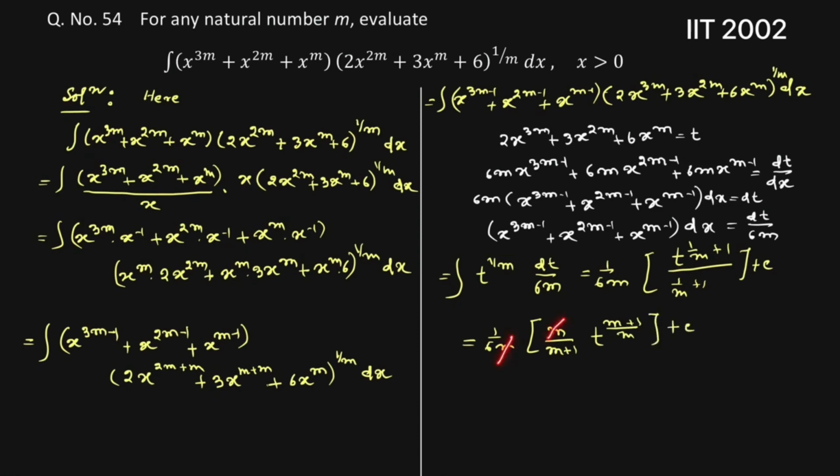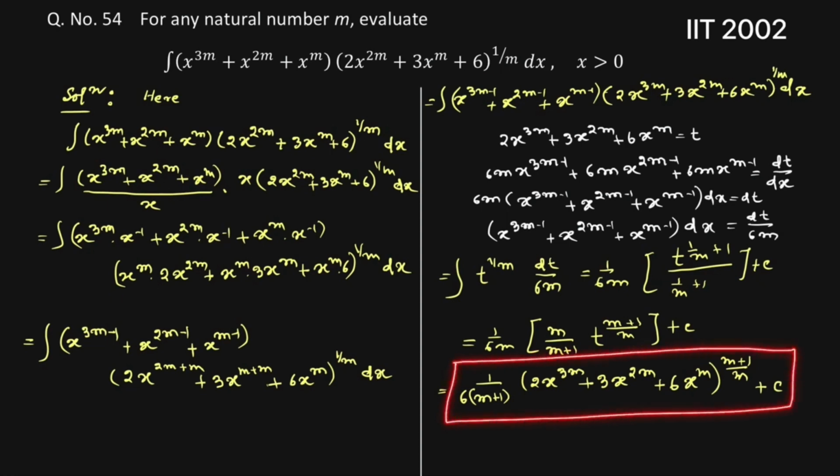Now m cancel. Now in the place of t we are able to write this, that is this one. So which is equal to 1 by 6 into m plus 1. T means 2x to power 3m plus 3x to power 2m plus 6x to power m, to power m plus 1 by m plus c. So this is our answer.